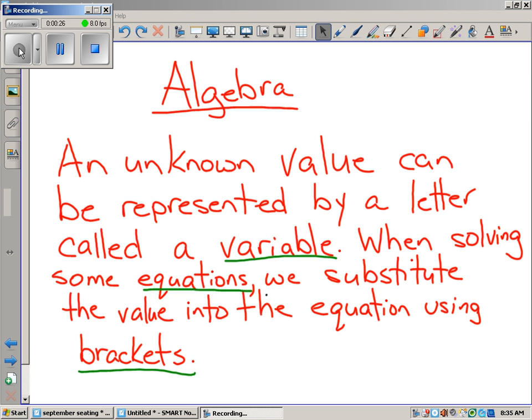But basically the little note here says an unknown value can be represented by a letter called a variable, and you need to be able to recognize that that's a variable and know the vocabulary. And anyways, when solving some equations, we substitute the value into the equation using brackets. I need to see brackets when you are putting a value into an equation. Don't skip that. It doesn't take that long to put that in.